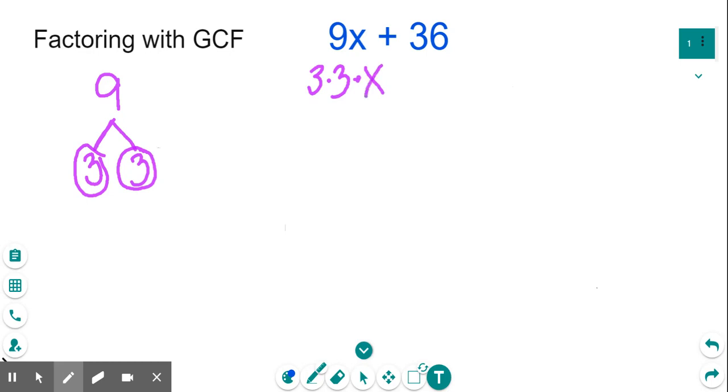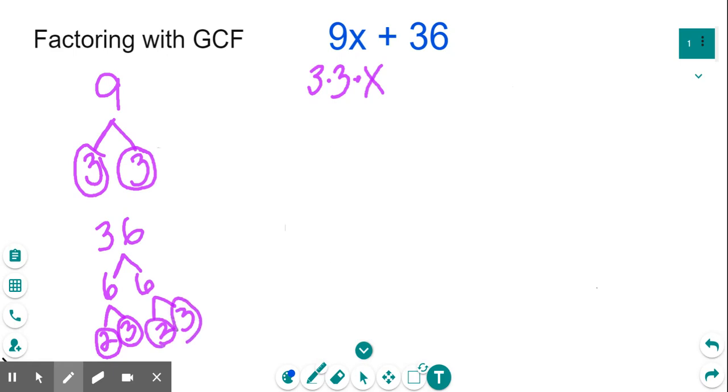Okay, now I'm going to take a look at 36. Now, 36, we can break it up into 6 times 6. And none of those are prime numbers. So I'm going to break up 6 into 2 times 3. And I'm going to break up the other 6 into 2 times 3. So notice now we have all prime numbers. We have a 2, we have a 3, we have a 2, and we have a 3.